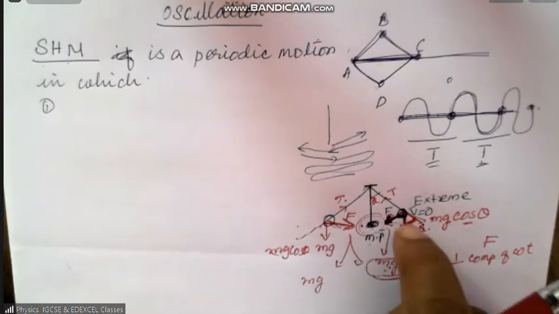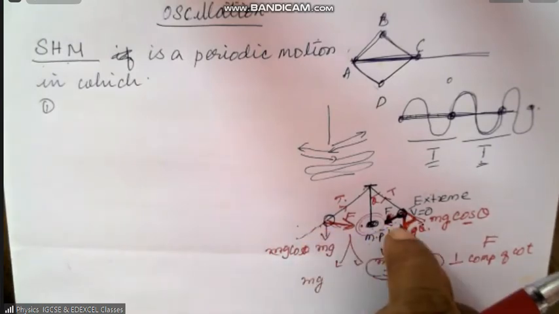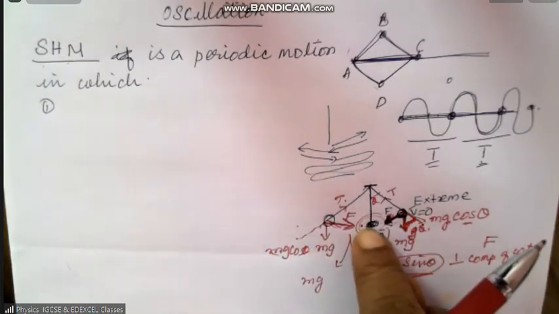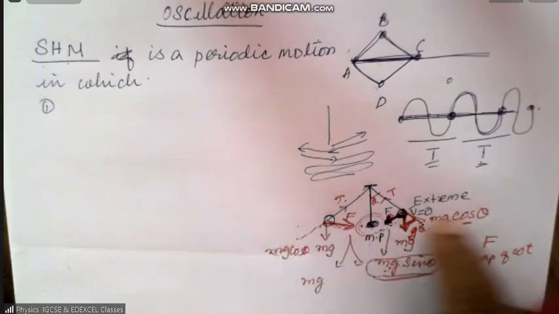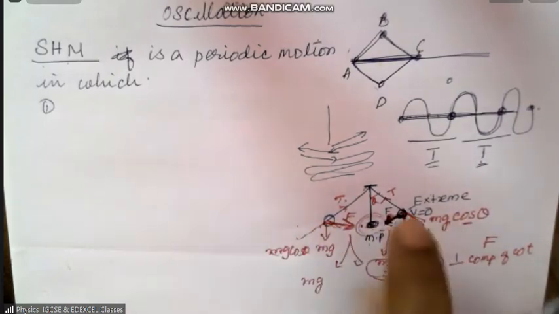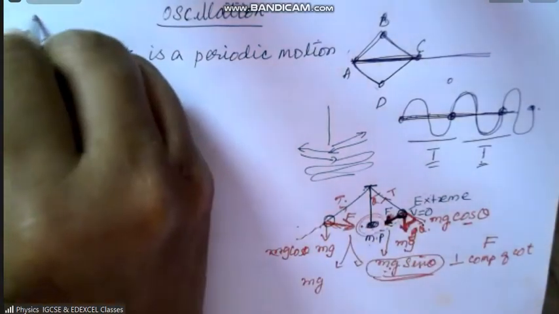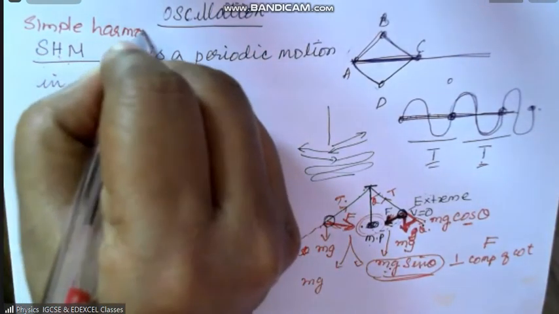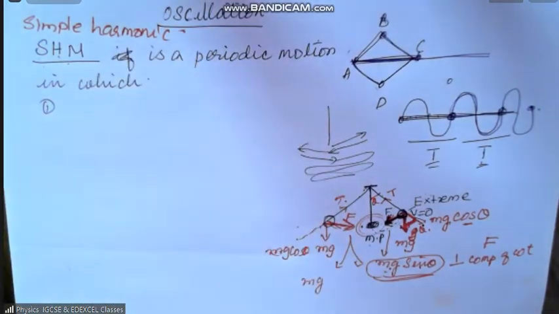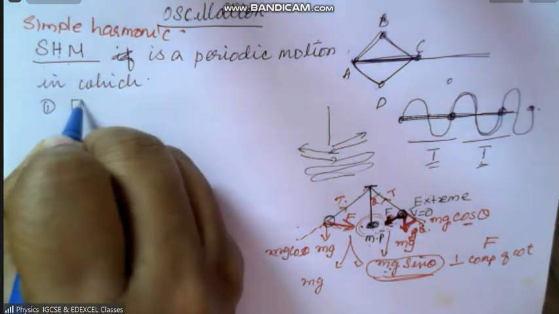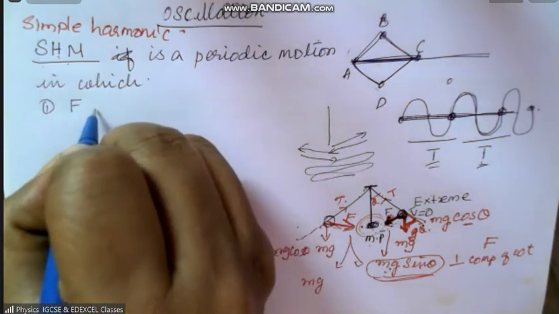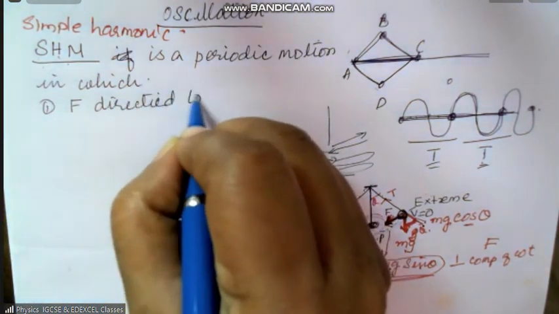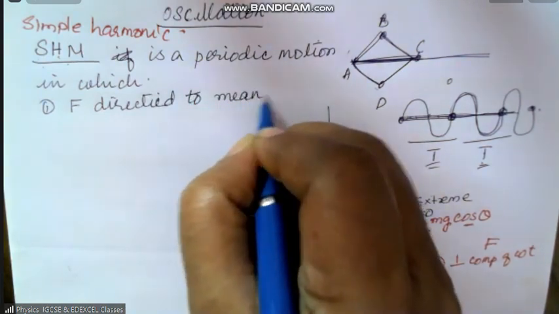So this force is a restoring force. If this force is always directed to the mean position, then the motion of the pendulum can be called simple harmonic. Okay, so that's the first condition. The restoring force should be directed to mean position.